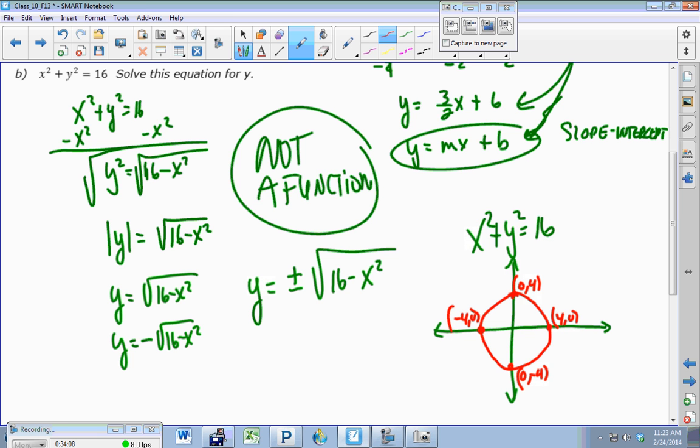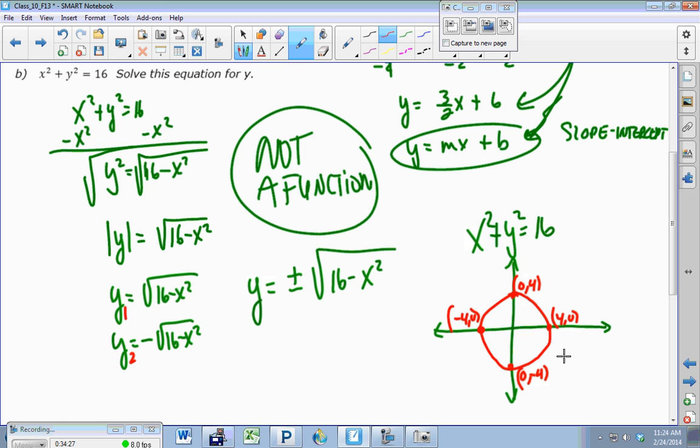So you can get these points right away, and then you connect it with a circle. To graph something like this on your calculator, you set y1 equal to that one and y2 equal to that one. You get the top half of your circle, the semicircle, and the bottom half. So that's how you would graph a circle. Okay, but I'm not asking you to do that. I just wanted to show you.